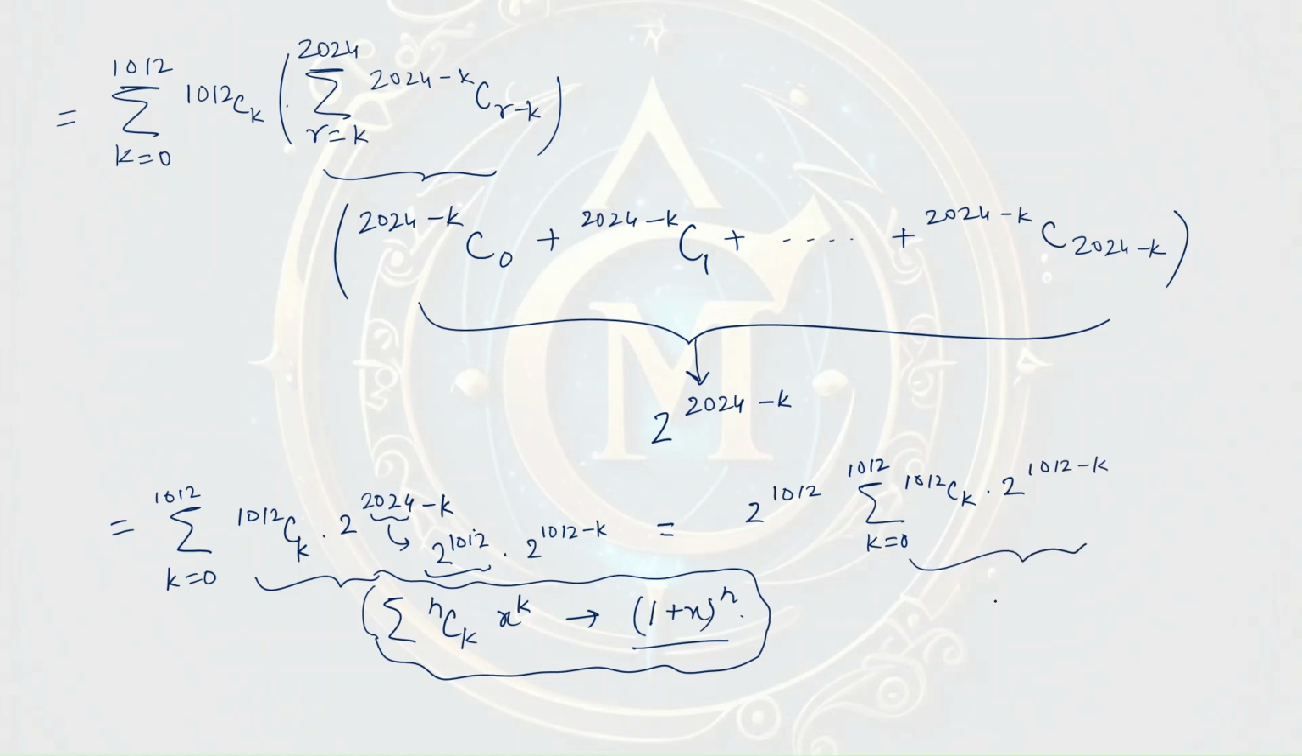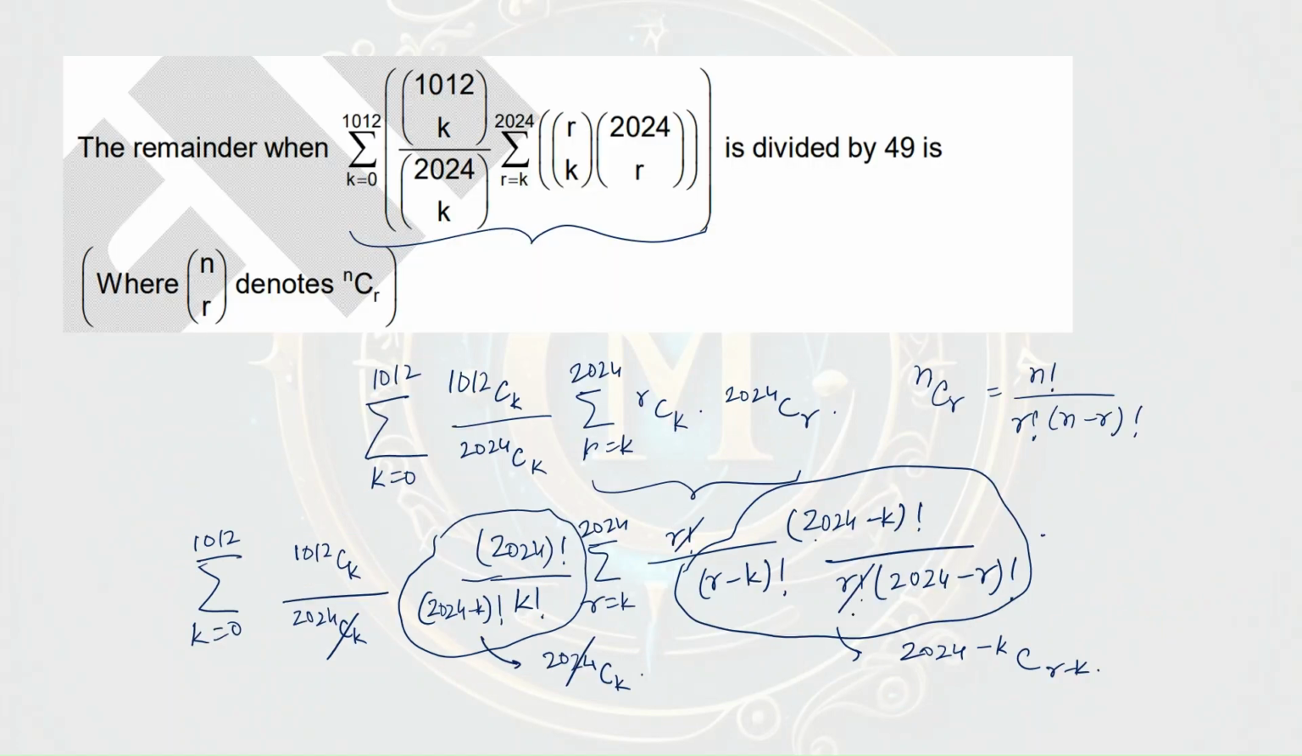Now this simply becomes (1 plus 2) whole to the power 1012, so 3 to the power 1012. So this whole series becomes 2 into 3, so 6 to the power 1012. That means the value of this whole summation is equal to 6 to the power 1012.